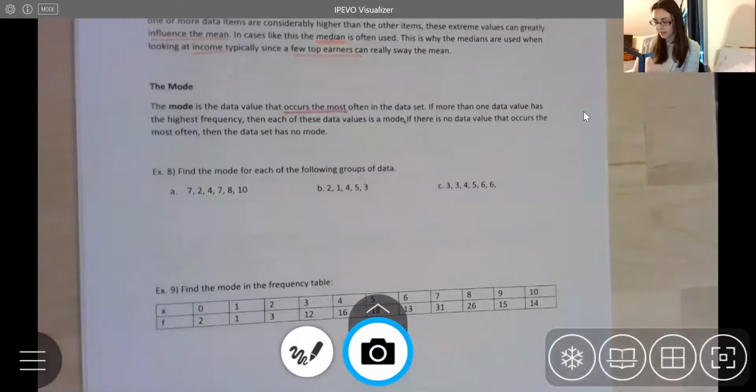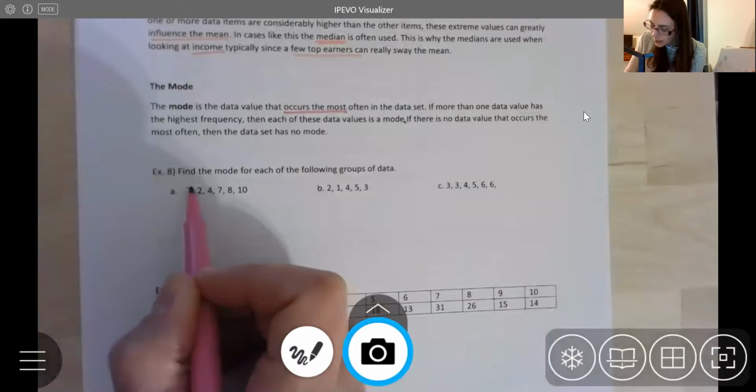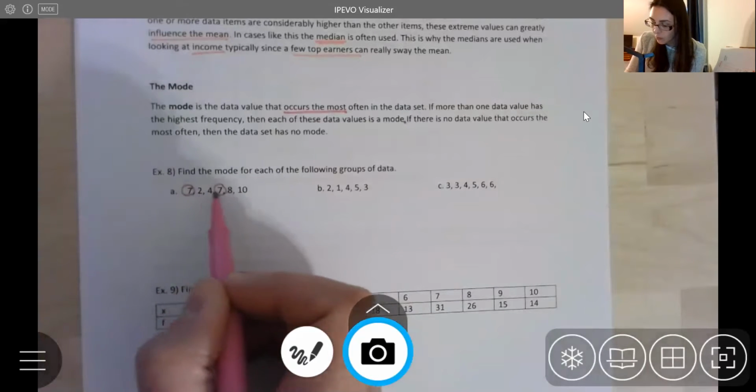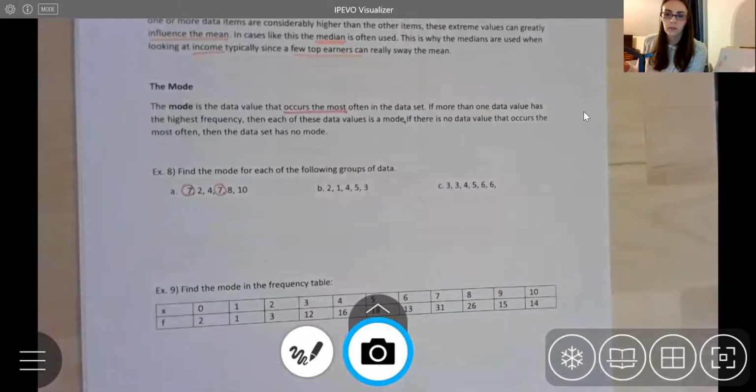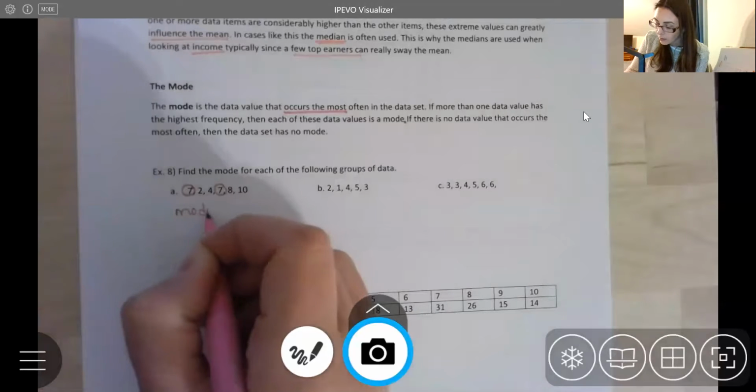So find the mode for each data set. Here I see the number 7 occurs twice. And if I notice, I have 2, 4, 8, and 10, and none of those occur more than once. So the number that occurs the most is 7, right? Because it occurs twice and everything else occurs once. So our mode here is 7.